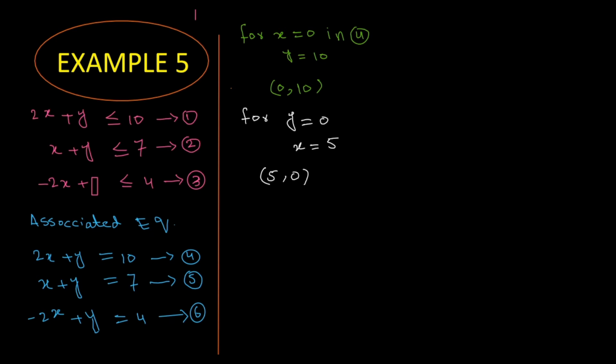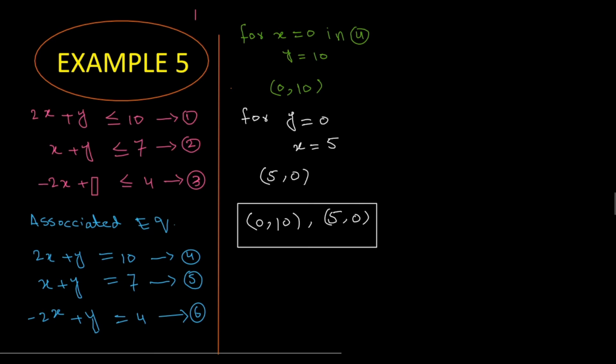If we represent these points on the graph, we will not represent them first, we will first find the points where the line will pass, and these 2 points are (0, 10) and the second point is (5, 0). So these are our first 2 points where the line 4 will pass.